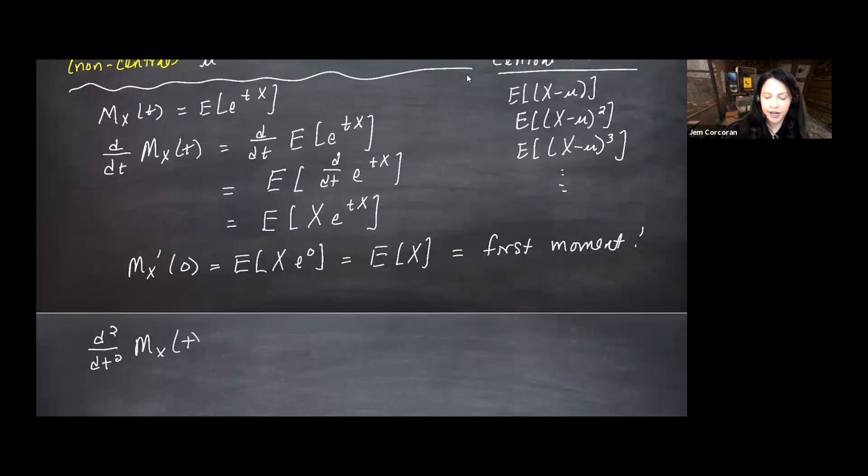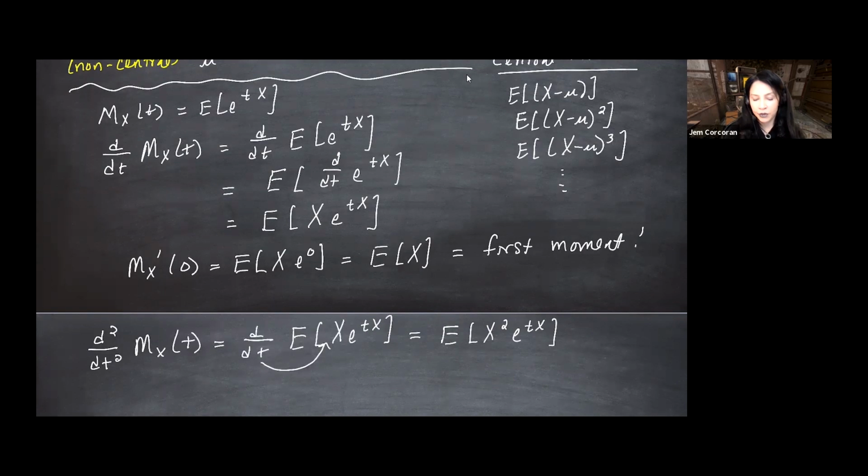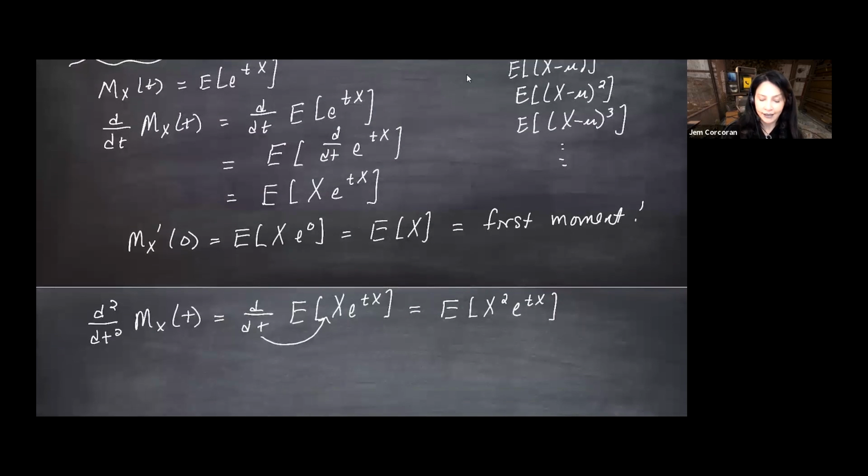So if you look at the second derivative of the moment generating function, that's going to be the derivative of our first derivative, which was the expected value of X e to the tX. And so if you bring that derivative inside, X is just a constant, so you end up taking the derivative of e to the tX with respect to t, which brings down another X. And if you evaluate that at t equals 0, then you get the expected value of X squared, or the second moment.